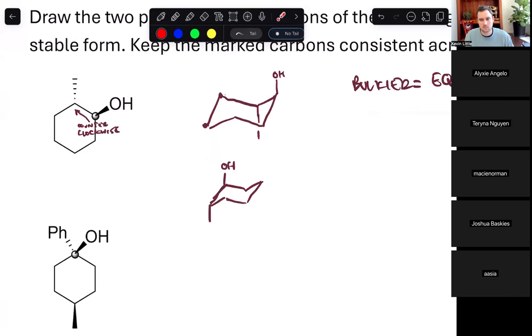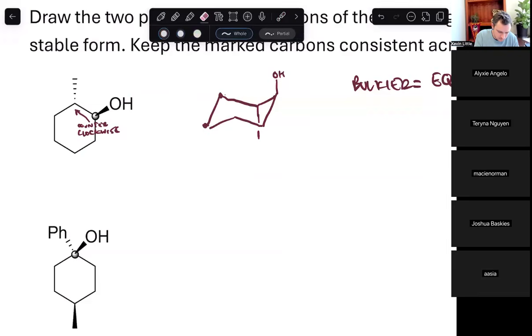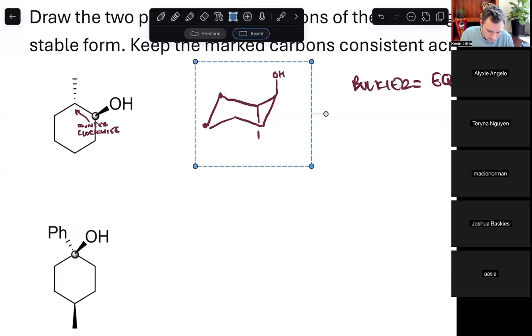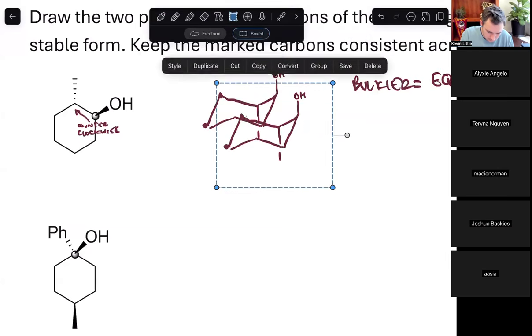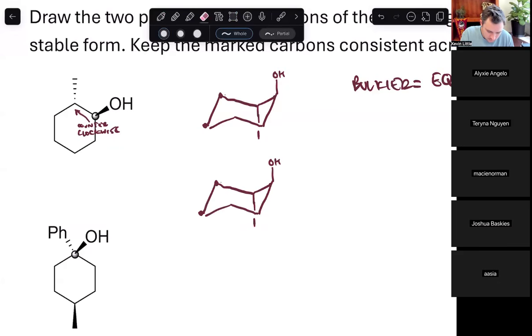And does it matter if you go counterclockwise or clockwise when placing the next thing? Yes, it does. The top one is right, this is incorrect. And I can show you why.